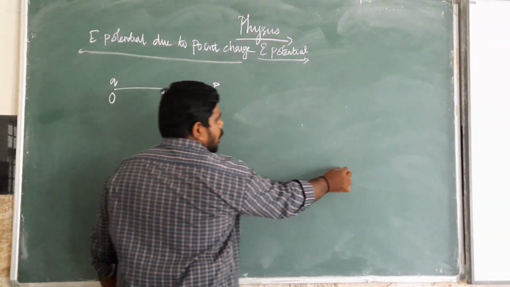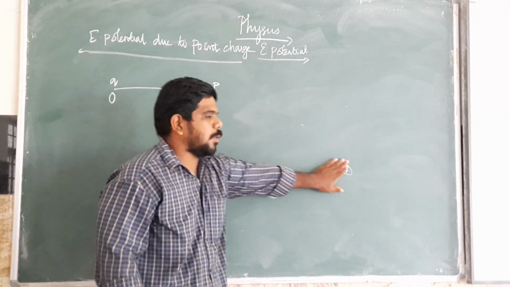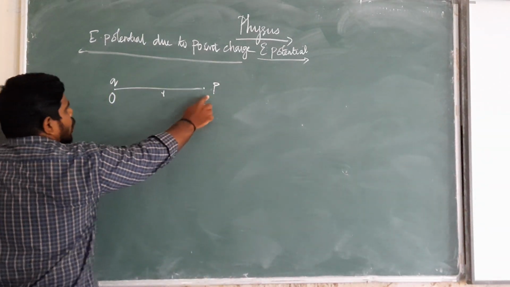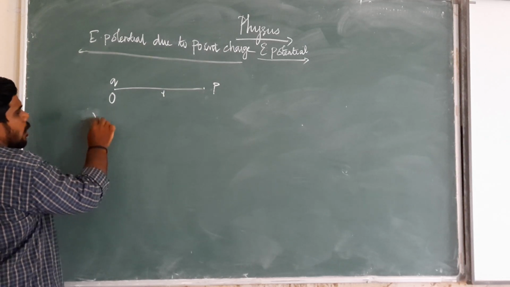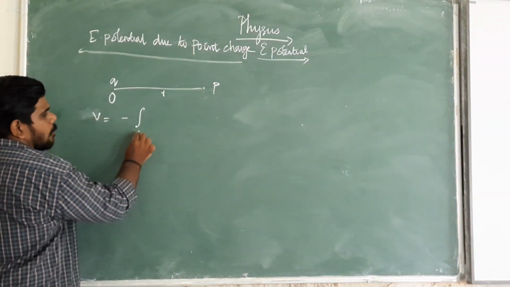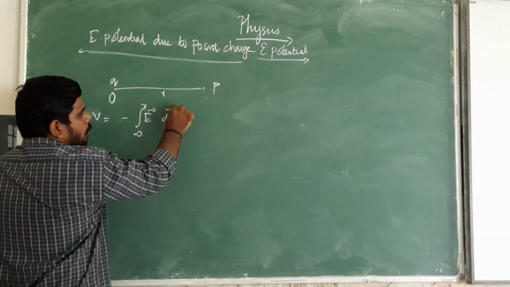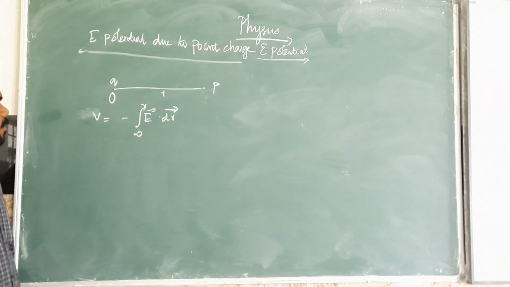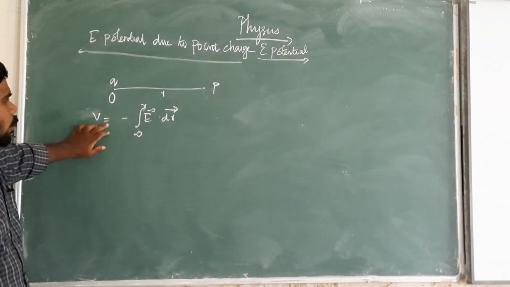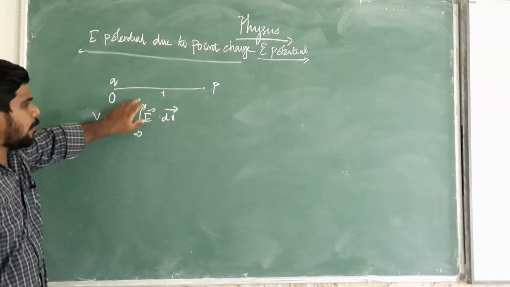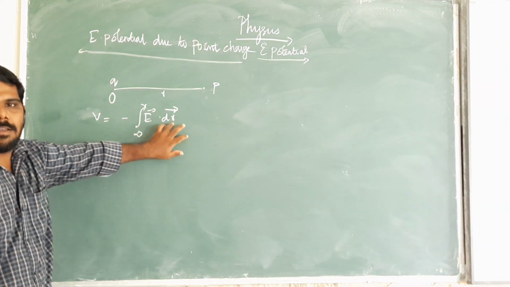Now we take a unit charge. The amount of work done gives the electric potential at P due to the positive charge. What's the formula of electric potential? V is equal to minus the integral from infinity to r of E vector dot dr vector.